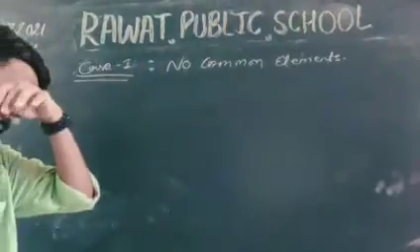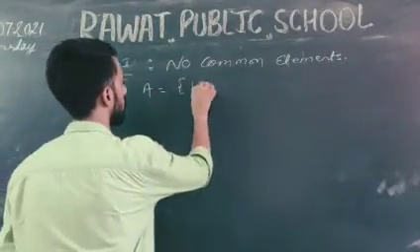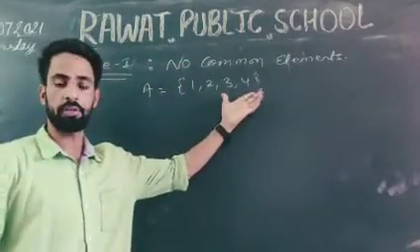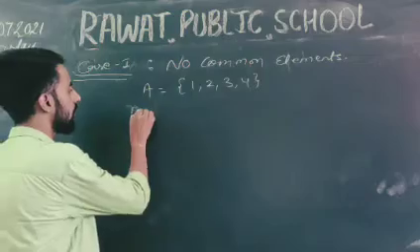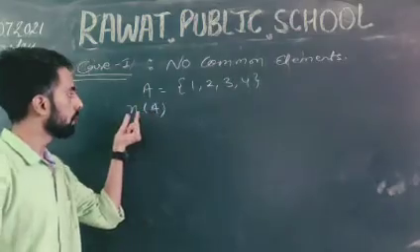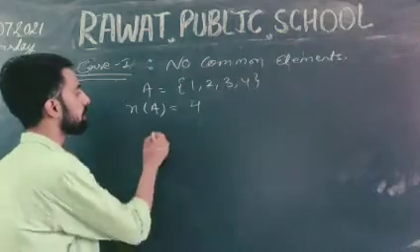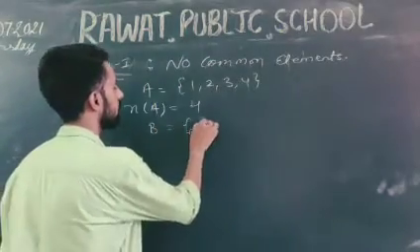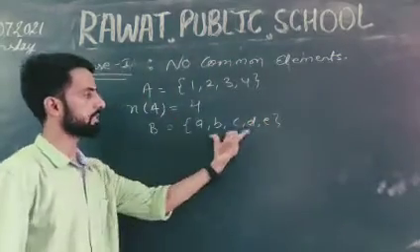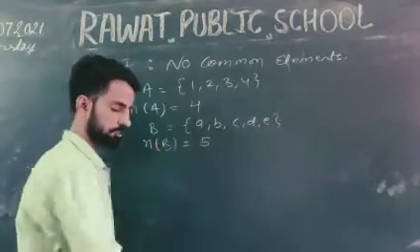So if I say that there is a set A, let's say the set A is {1, 2, 3, 4}, having 4 elements. So I can write n(A). This n stands for the number of elements in set A. How many? 4 elements. Similarly, if I say B, the set B is {a, b, c, d, e}, having 5 elements. That means n(B), the number of elements in set B, is 5.